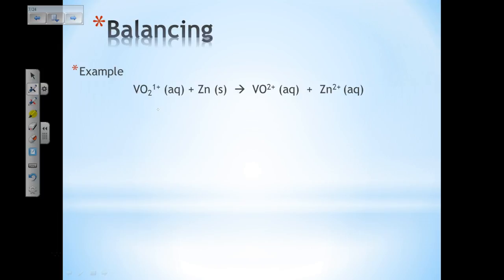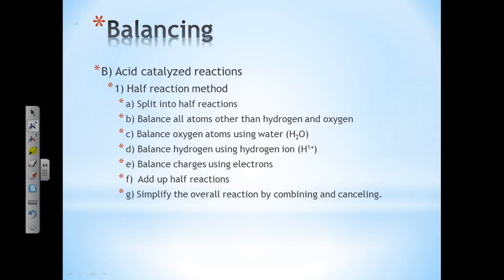So we have, it looks like the vanadite ion. I'm not sure exactly how to pronounce it, but whatever, you have this zinc going to the hypovanadite ion and zinc 2+. Okay, I'm not an inorganic chemist, so I'm not sure exactly what those things are, but we'll do it. So, step 1, or step A, I'll flip back and forth between these things here. Step A, split into the half reactions.